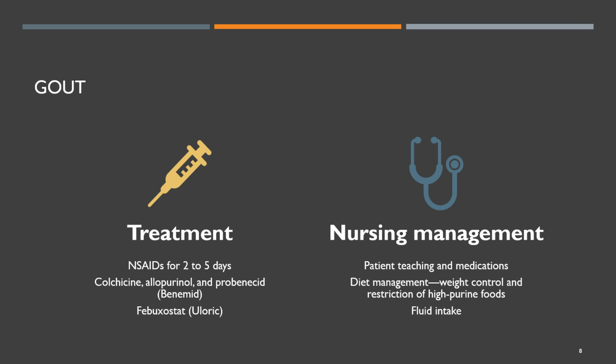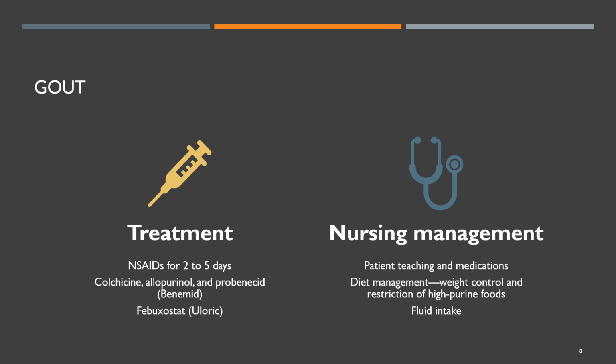And you can control gout. They control it with medicines that remove the uric acid. You can control it with changes to your diet. The treatment is usually, if they come in with an attack, they'll put them on NSAIDs for like 2 to 5 days. And then they have some medications. They have allopurinol, which will prevent you from having another gout attack, colchicine and probenecid, and one now called Uloric that can treat gout.